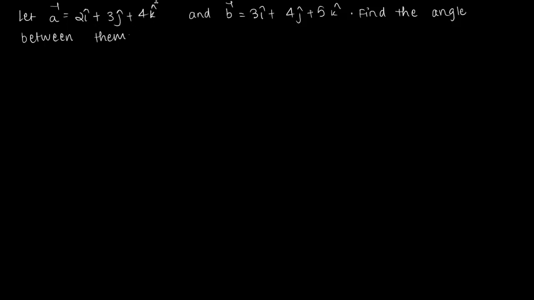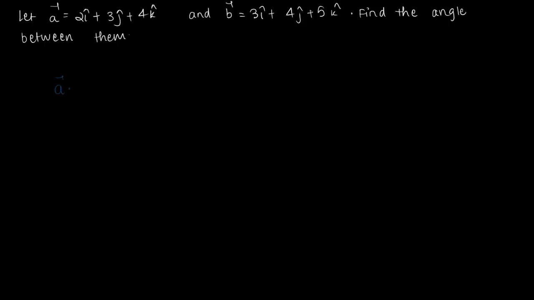Let A be equal to 2i plus 3j plus 4k, and B be equal to 3i plus 4j plus 5k. Find the angle between these two vectors.